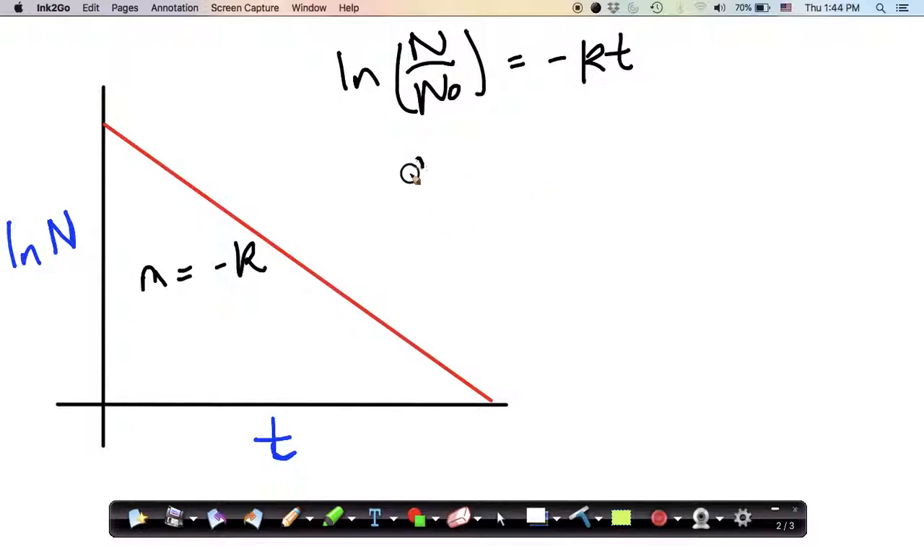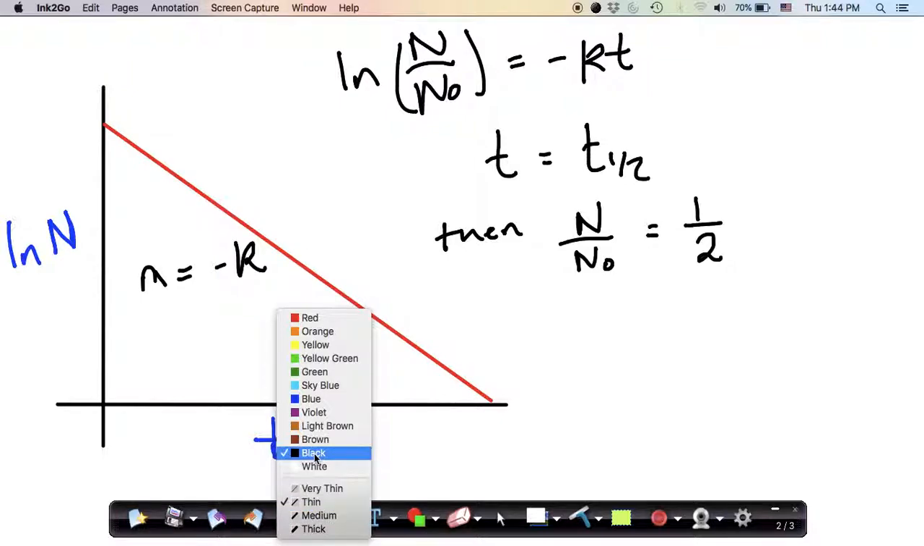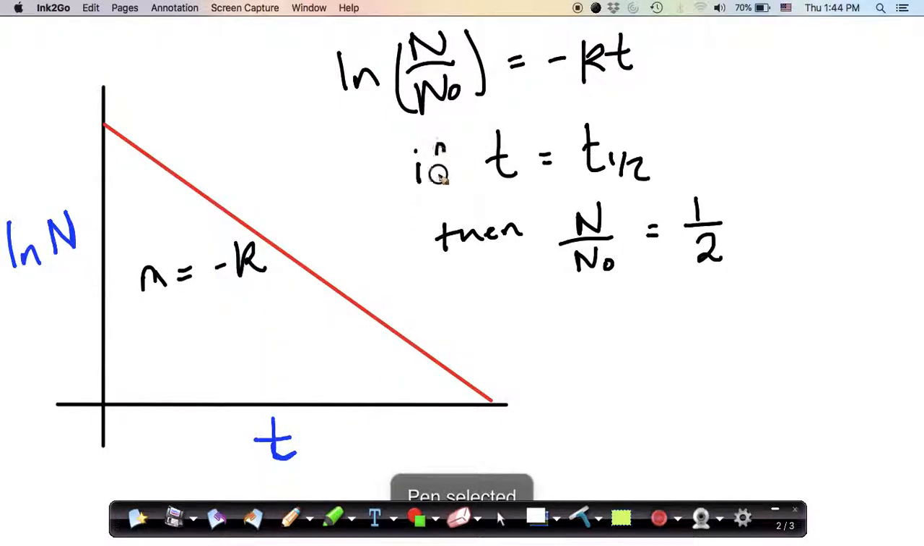So if t is equal to the half-life, t equals t1 half, we know that half of our sample will have decayed. So the ratio of n to n naught at t equals t1 half would be 1 half, right? Here, let's change this so it makes a little more sense. Rather than at t equals t1 half, let's say if t equals t1 half, then n over n naught equals 1 half.